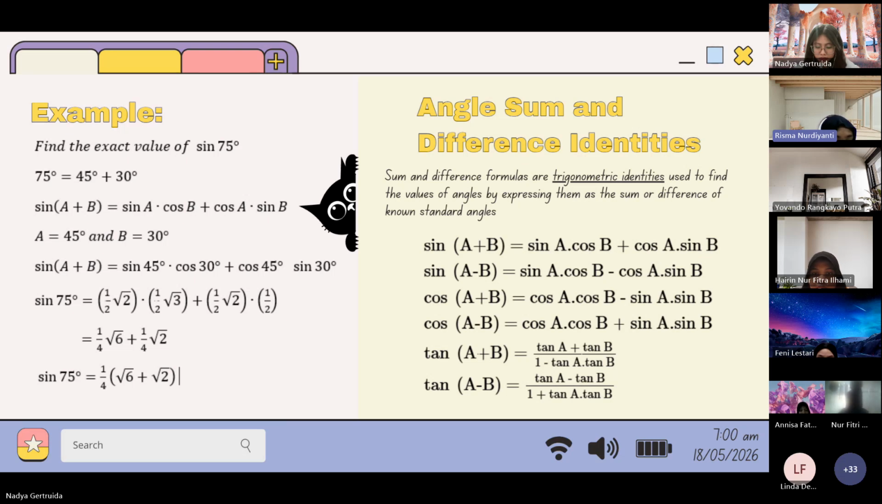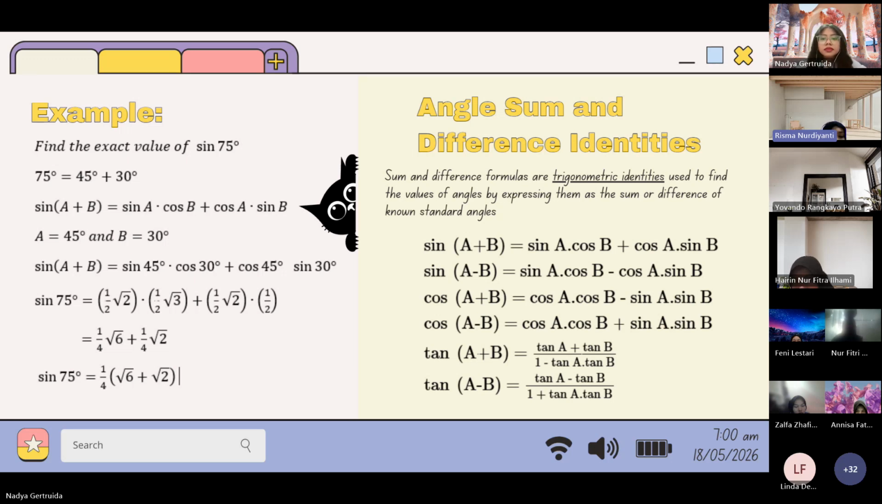Third, cosine of A plus B equals cosine A times cosine B minus sine A times sine B. Fourth, cosine of A minus B equals cosine A times cosine B plus sine A times sine B. Fifth, tangent of A plus B equals tangent A plus tangent B over 1 minus tangent A times tangent B. Last, tangent of A minus B equals tangent A minus tangent B over 1 plus tangent A times tangent B.